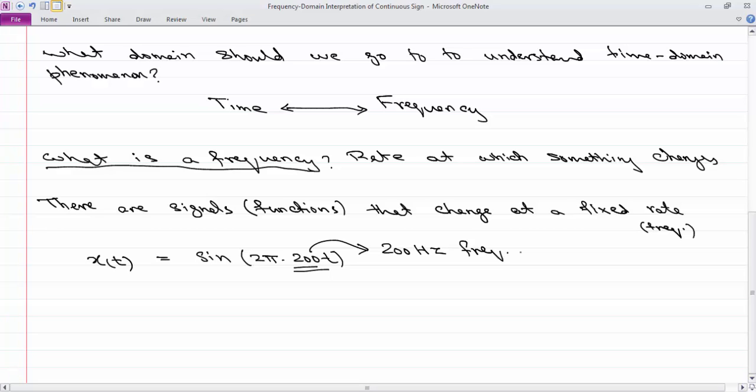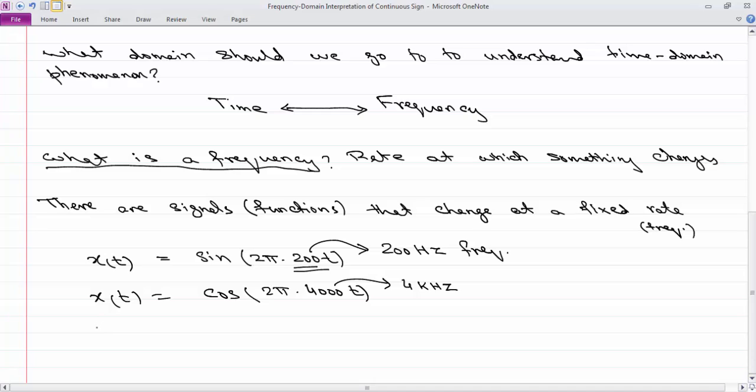If you plot it, or look at it over 1 second, it will go through its ups and downs 200 times. We can have a cosine-based signal also, so I can have x of t, which is cosine of 2 pi, for example, 4000 t, and this is a signal which has a frequency of 4 kilohertz.